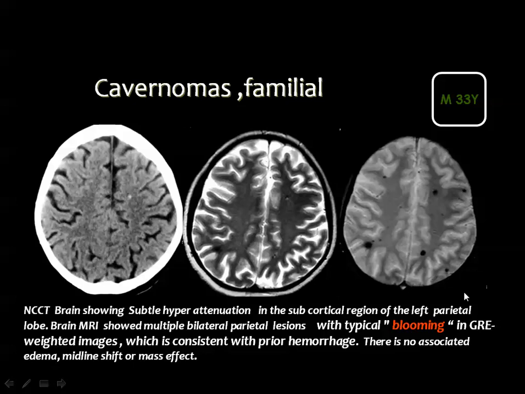Then you can see this is the CT scan, and this is MRI T2, and this is the gradient image. In the CT scan you can only see this abnormality. In the MRI you can see this abnormality and this one and this one. But in the gradient image, because of the blooming effect, you can see too many cavernomas. This is the classic appearance for the cavernomas.